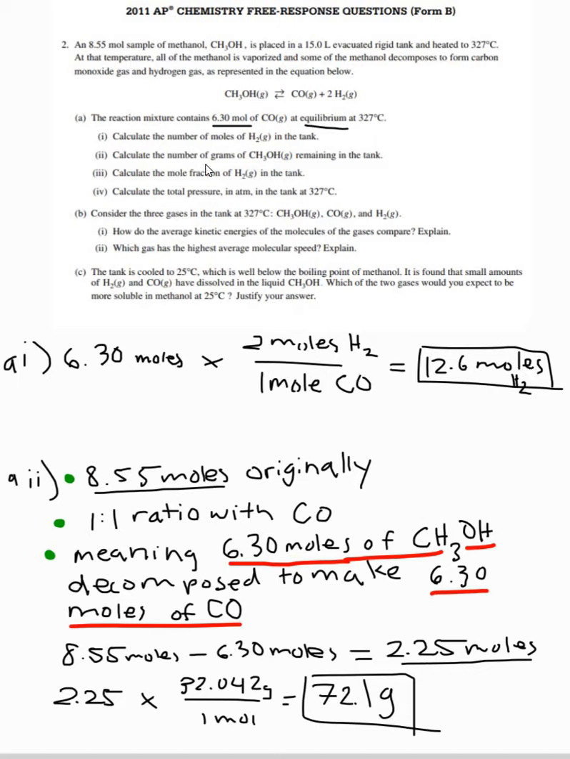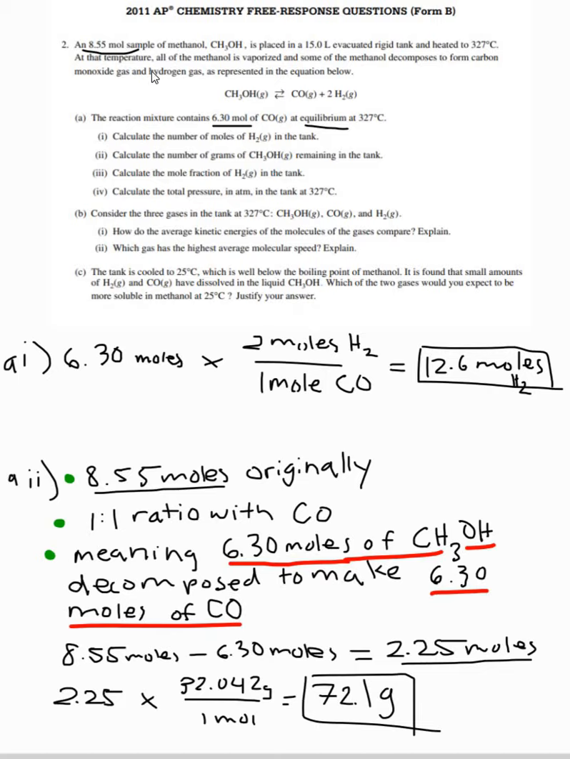For part II, calculate the number of grams of CH3OH remaining in the tank. So we have 8.55 moles originally, given in the question. Now, we know that CH3OH is in a 1-to-1 mole ratio with CO because of the equation up here. If I had 6.30 moles of CO being produced, then that means 6.30 moles of CH3OH had to be decomposed in order to form 6.30 moles of CO.